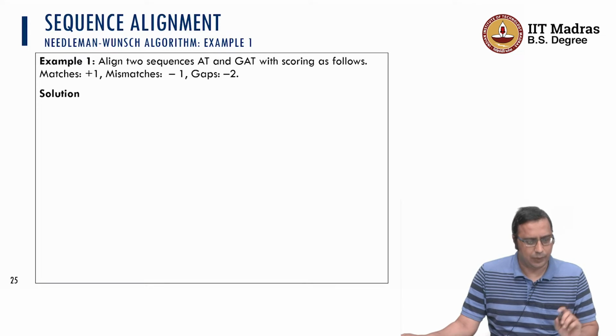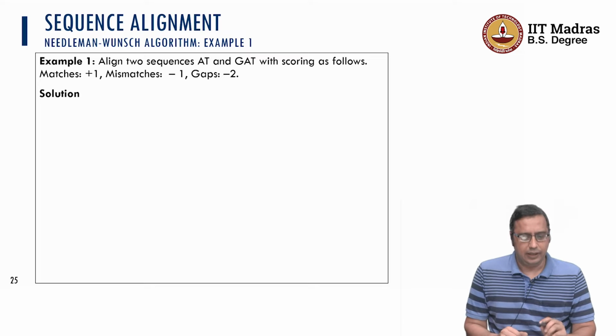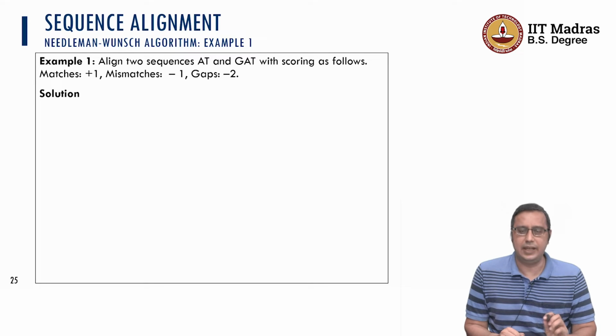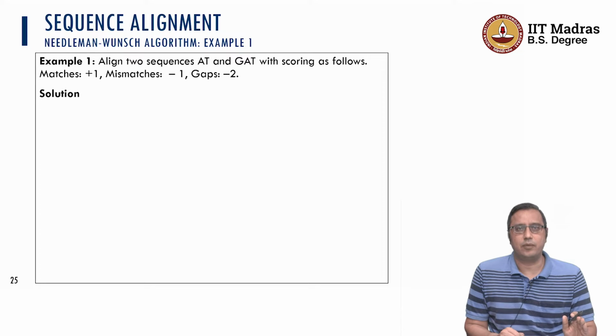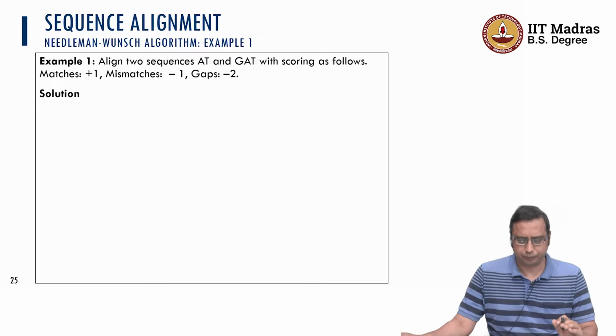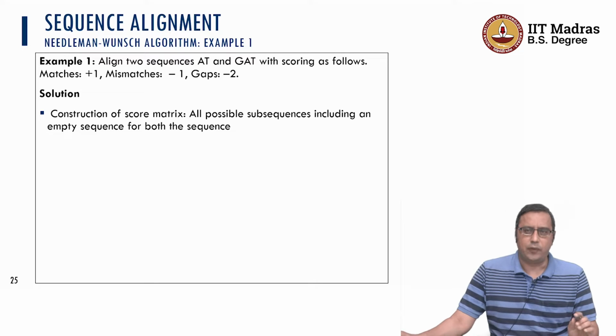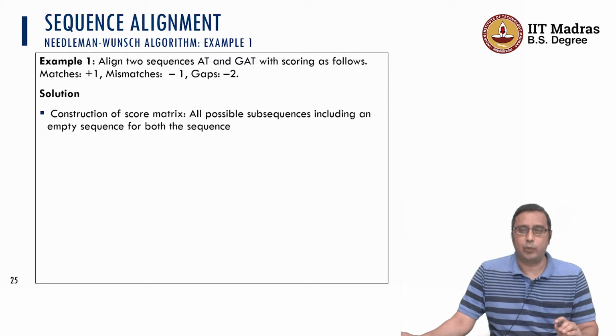To understand this, we can take a simple example. Here I am interested in aligning two sequences, AT and GAT. These are the scoring schemes we are going to use: for a match we'll provide a score of 1, for a mismatch a score of -1, and for gaps -2. First we have to construct the score matrix, where all possible subsequences, including an empty sequence, or what we call a gap, for both sequences are also possible.